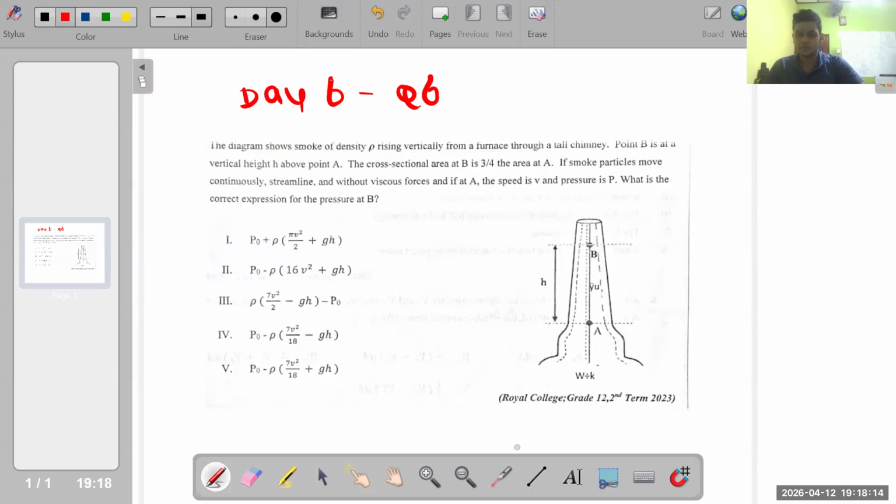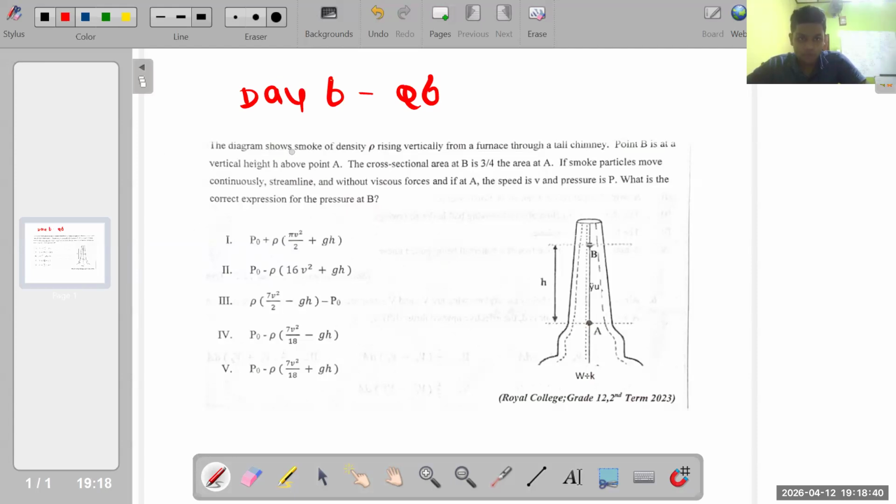This is a Royal College paper. First of all, there are three aspects to how we can do a question. First, we should read the question properly. Second, we should analyze the data they have given and arrange them. And third, we should analyze what laws we can apply, what equations we can apply, and what the theory content is. Okay, let's read it first.